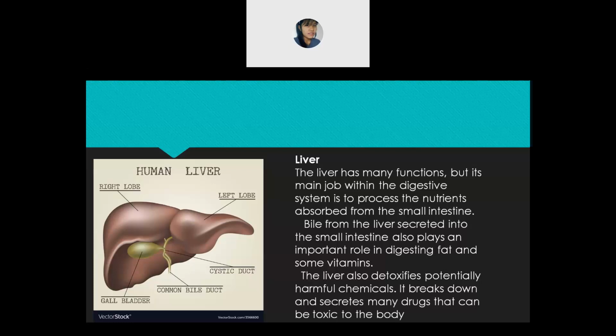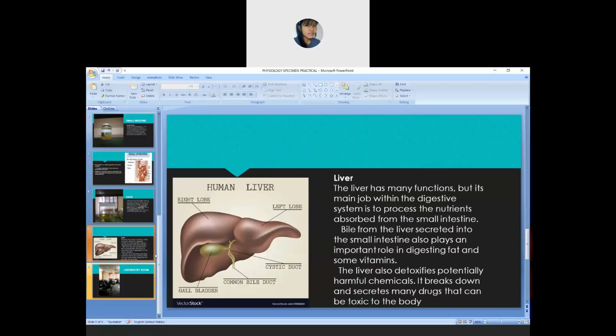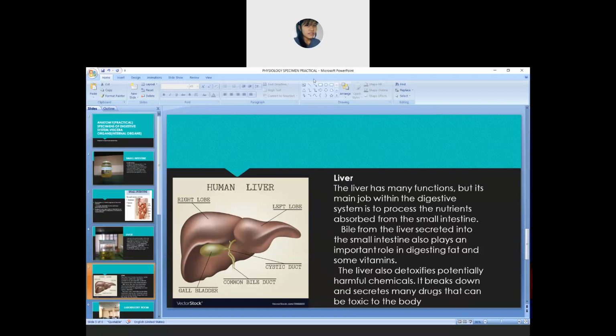Detoxify means cleaning out all the toxic, means poisonous things from your body. That one is known as detoxification. Detoxification of harmful chemicals will be done. And it breaks down and secretes many drugs that can be toxic to the body. Means whatever is harmful for your body, it will clean out. They will just strip it away. Okay, are you clear about liver? Are you clear?